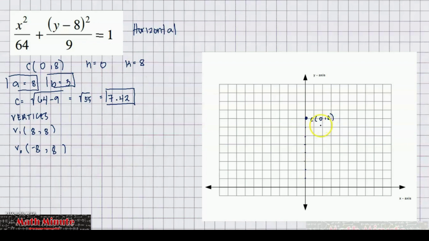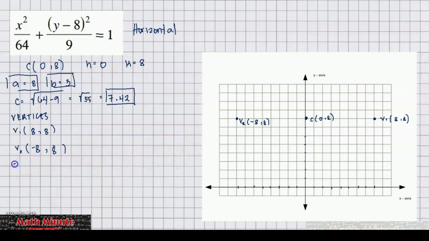For V sub 1, that would be positive 8, 8. So 1, 2, 3, 4, 5, 6, 7, 8. So this is your V sub 1. And for your V sub 2, that would be negative 8, positive 8. So it's on this part. V sub 2, negative 8, positive 8.